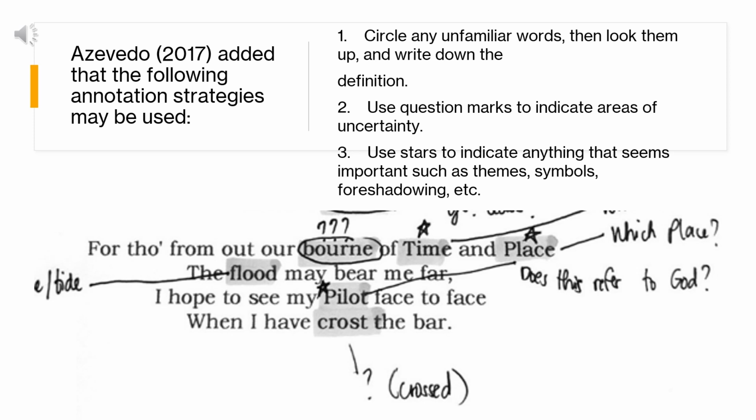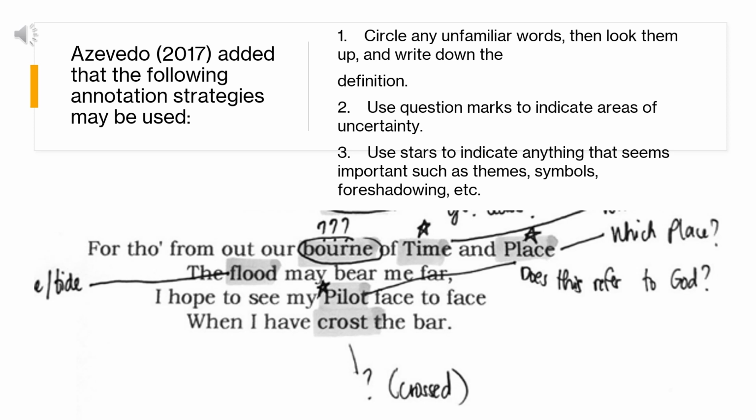Azevedo 2017 also added the following annotation strategies to be used. He presented 11 annotation strategies. So let's have the first three. Number one, circle any unfamiliar words, then look them up and write down the definition. Two, use question marks to indicate areas of uncertainty. Three, use stars to indicate anything that seems important, such as themes, symbols, foreshadowing, etc.